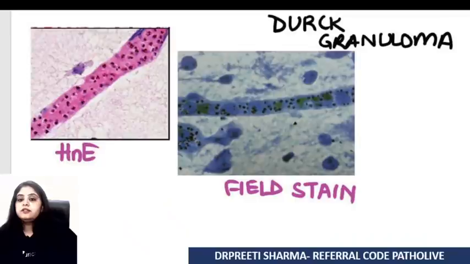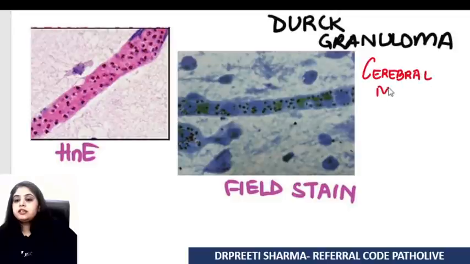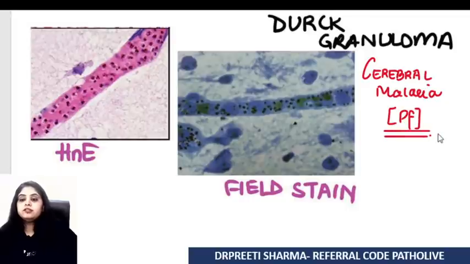Let's talk about another infection. I've written something called a Dirk granuloma. Dirk granuloma is caused by which infection? It is seen in a case of cerebral malaria. Dirk granuloma is seen in a case of cerebral malaria. And if I'm saying cerebral malaria, then the Plasmodium species that I'm talking about is falciparum. So what kind of granuloma?